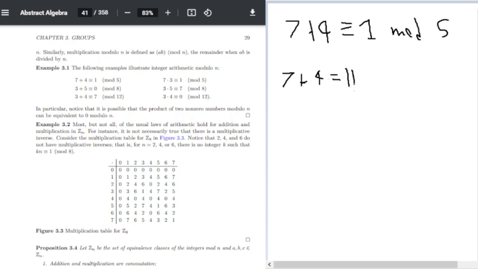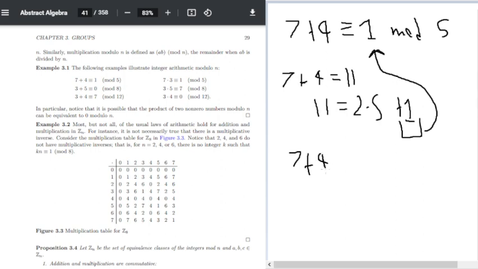equals 11. 11 equals 2 times 5 plus 1. And since we're taking the remainder, we are simply setting this 1 to be equal to that over here. In a sense, you could say that we take 7 plus 4, and we have the number c such that when you subtract c, this is divisible by 5.